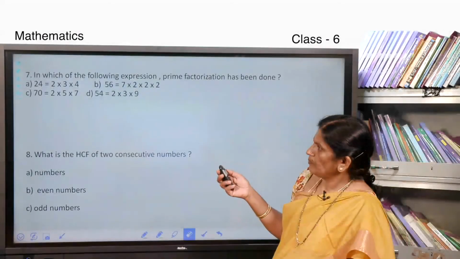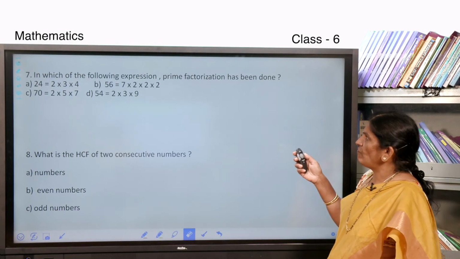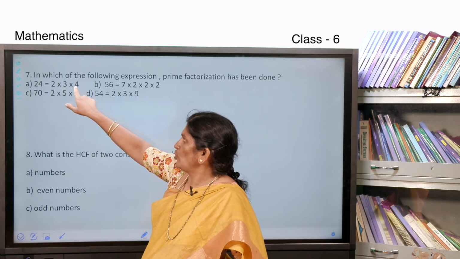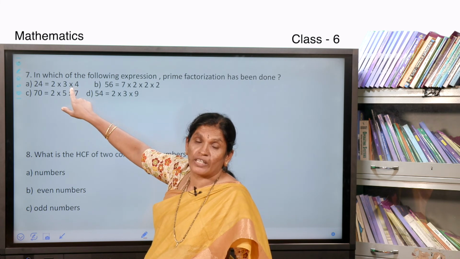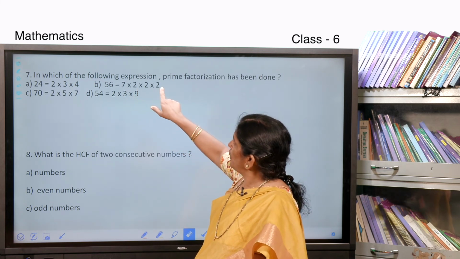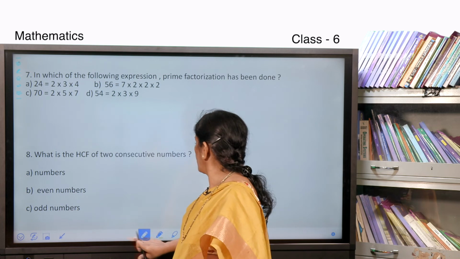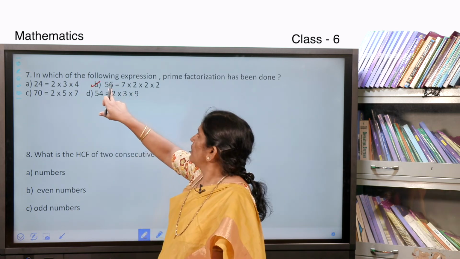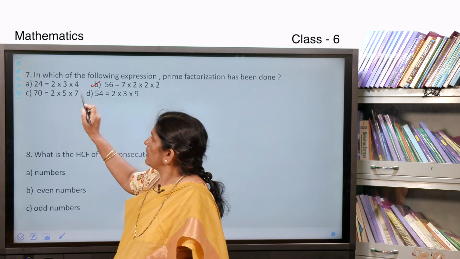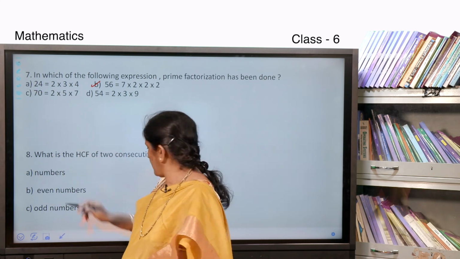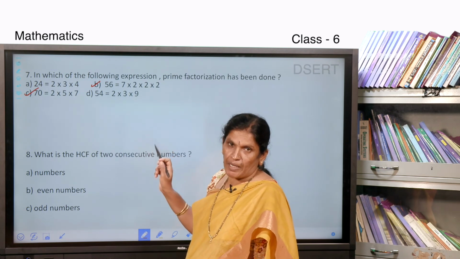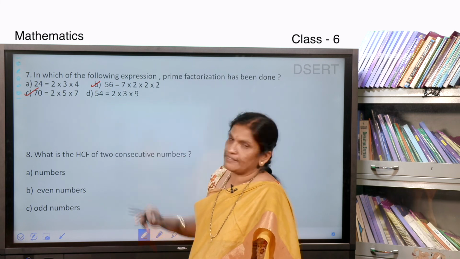See children, in which of the following expressions has prime factorization been done? First one, 24 factors are 2 into 3 into 4. Here 4 is not a prime number, 4 is a composite number. Next, B, 56 factors are 7 into 2 into 2 into 2. Yes, these are prime factors, prime factorization has been done. Next, 70, 2 into 5 into 7. Yes, here also prime factorization has been done. D, 54 is equal to 2 into 3 into 9. 9 is not a prime number, it is a composite number. Only B and C is the answer.